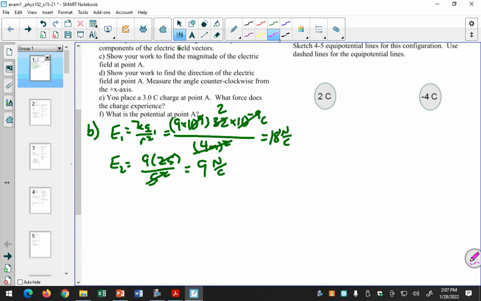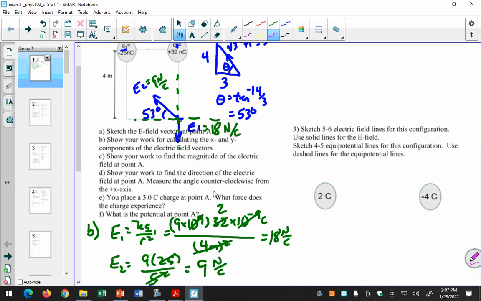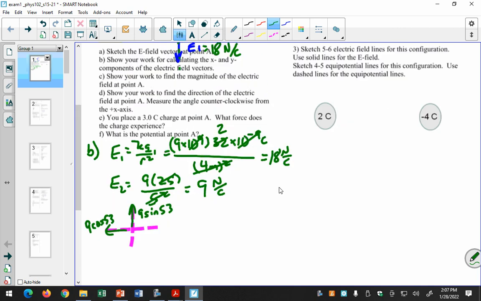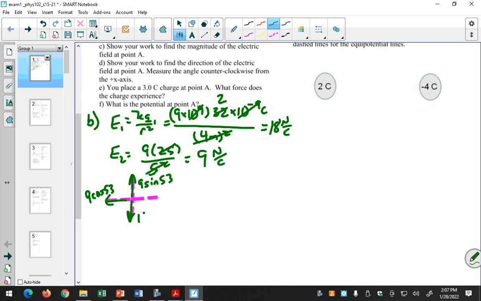So if I redraw my coordinate system, I'm going to have, let's see, that is 9 cosine of 53. And 9 sine of 53. And then my other vector is 18 in the negative y direction. Okay, so now 9 cosine of 53 is equal to 5.4.